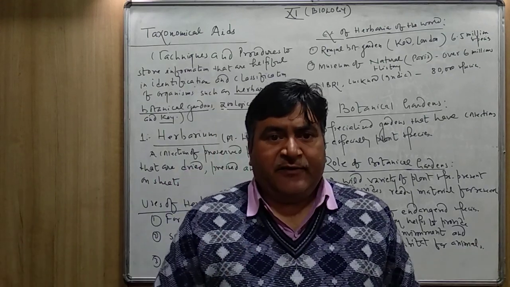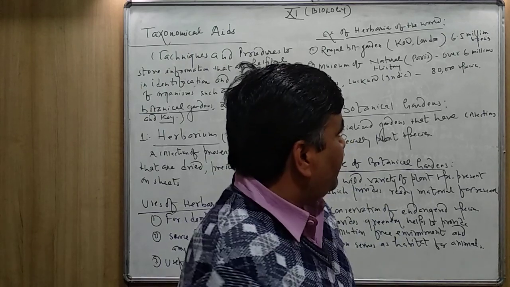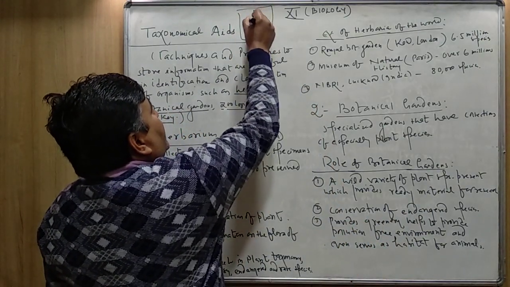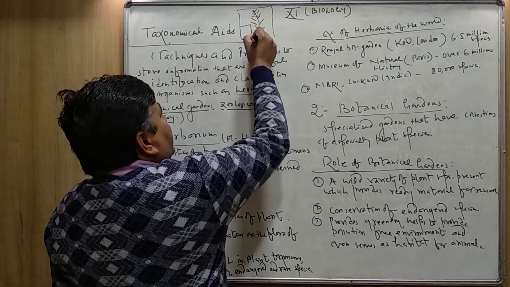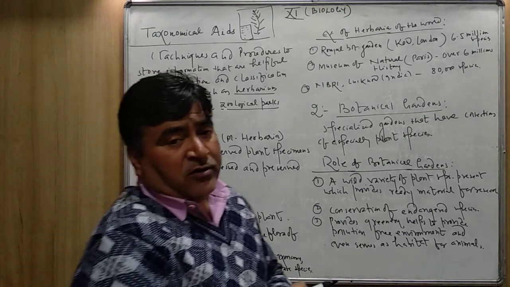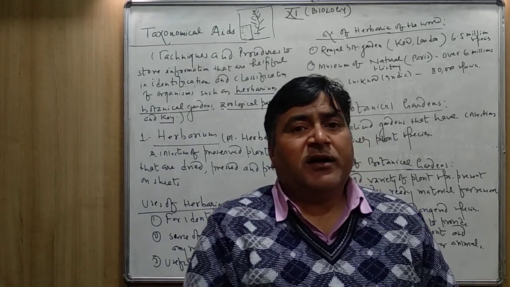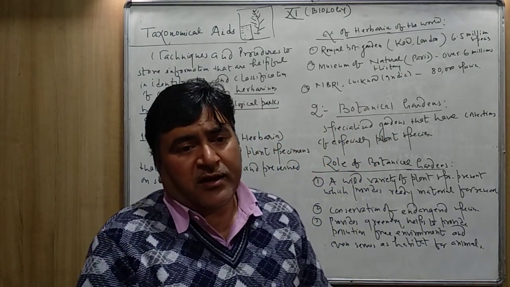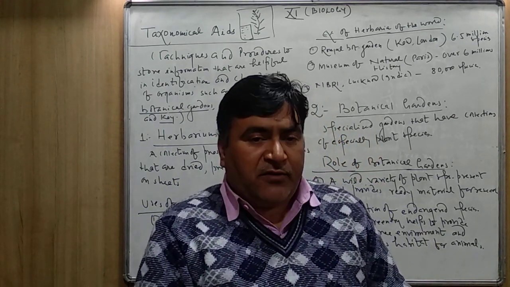So the detailed information you have to write on the herbarium sheet along with the specimen. Suppose this is the herbarium sheet. Here you will mount the sample, and on the left side you will write all this information. If you don't know the scientific name of the plant or the common name of the plant, you leave it and you can ask your teacher, or any expert. They can identify that particular plant.